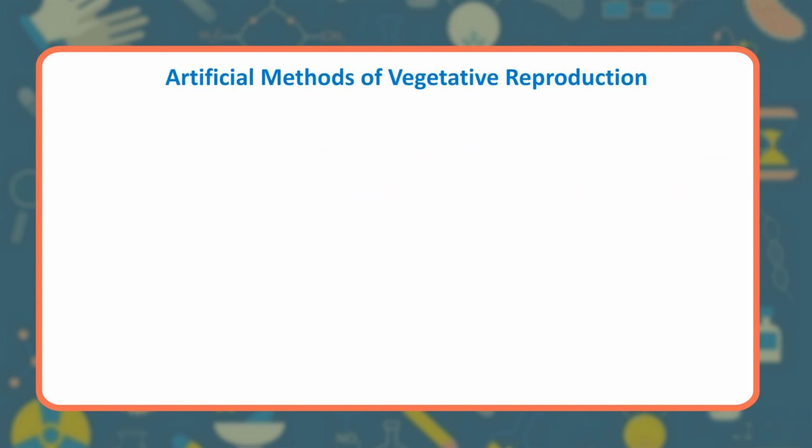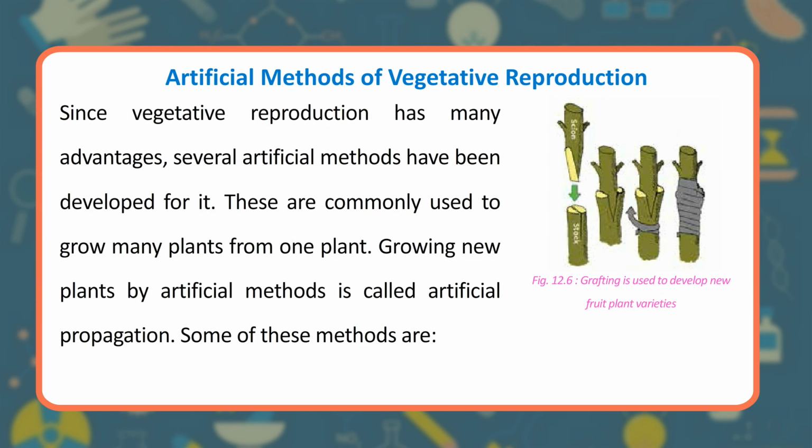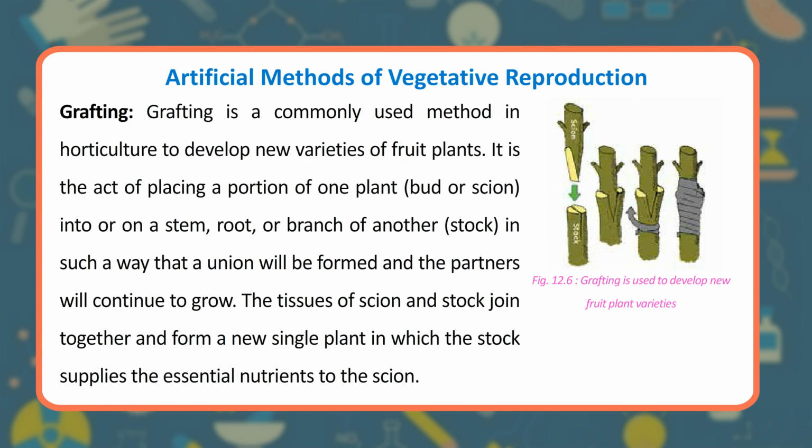Artificial methods of vegetative reproduction. Since vegetative reproduction has many advantages, several artificial methods have been developed for it. These are commonly used to grow many plants from one plant. Growing new plants by artificial methods is called artificial propagation. Some of these methods are grafting.